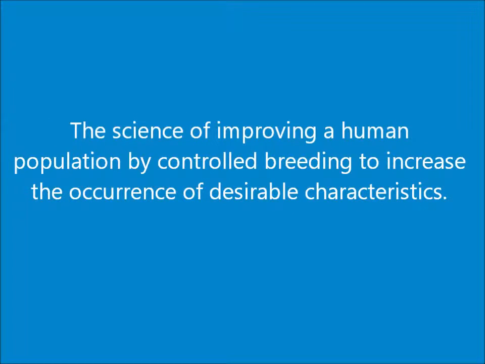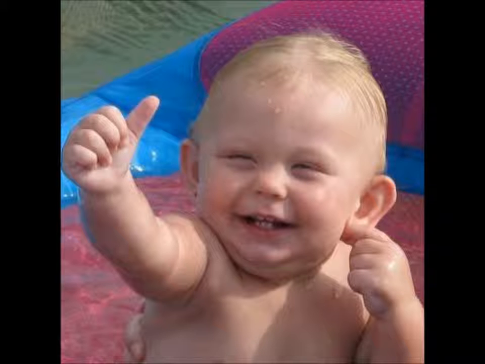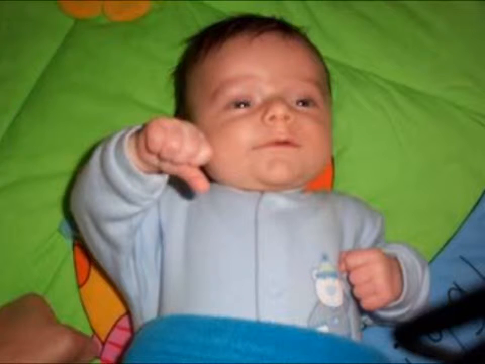Eugenics is defined as the science of improving a human population by controlled breeding to increase the occurrence of desirable characteristics. Basically, this means picking out the things we want in the human population and getting rid of the things we don't. Obviously, this can lead to a whole host of ethical questions.